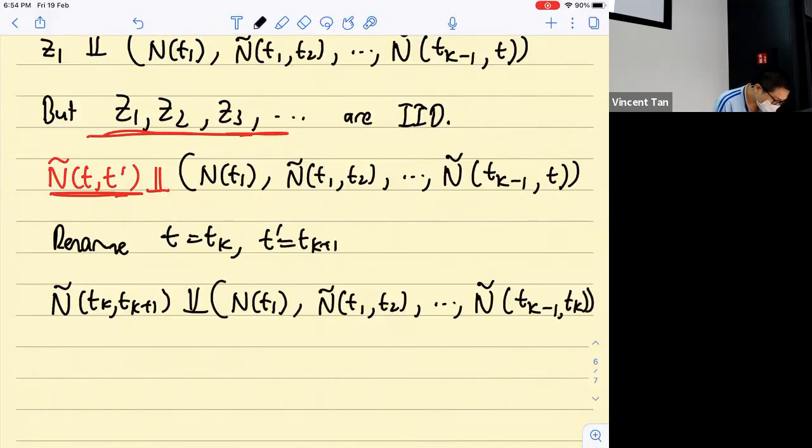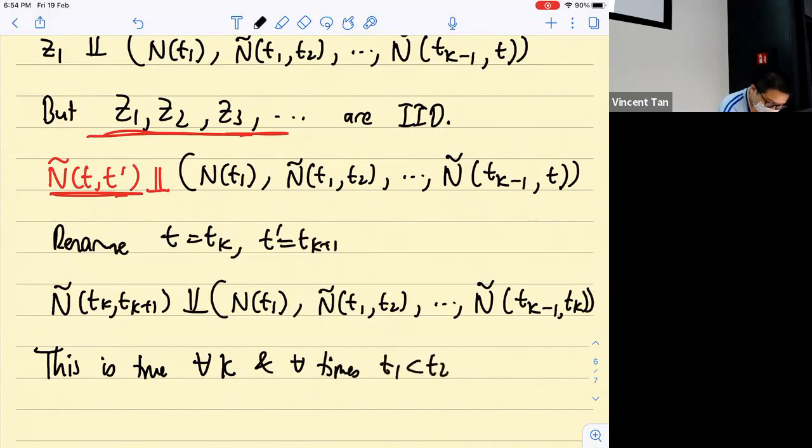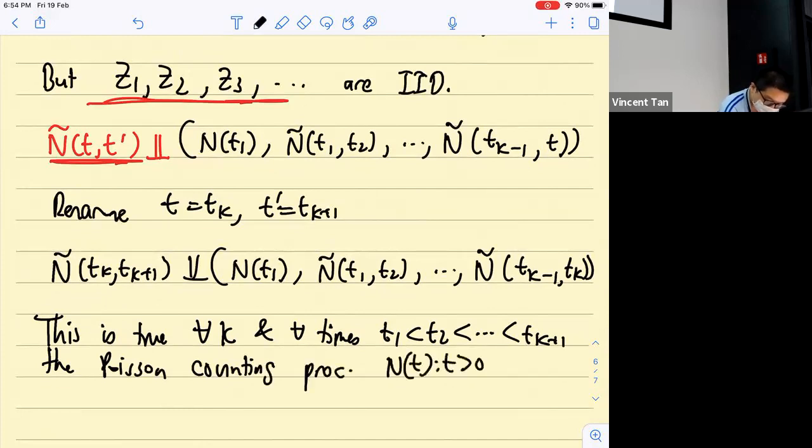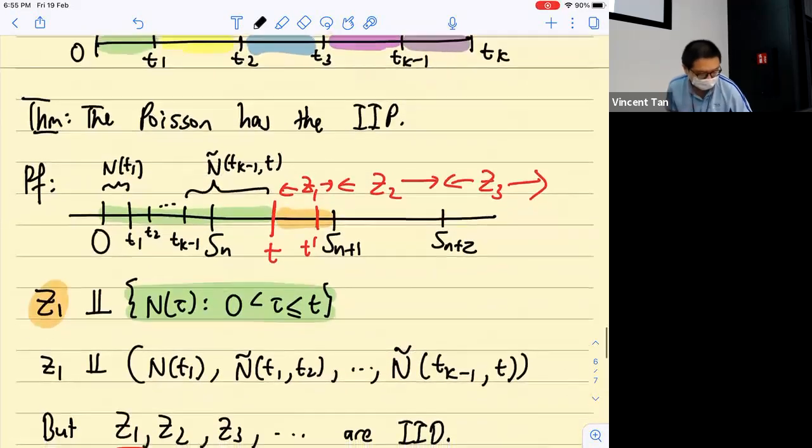So what I have shown here is that since this is true for all k and for all times t1 less than t2 less than up to tk plus 1, the Poisson counting process N of t, t bigger than 0, has the IIP, the independent increment property. So let me go through this one more time.